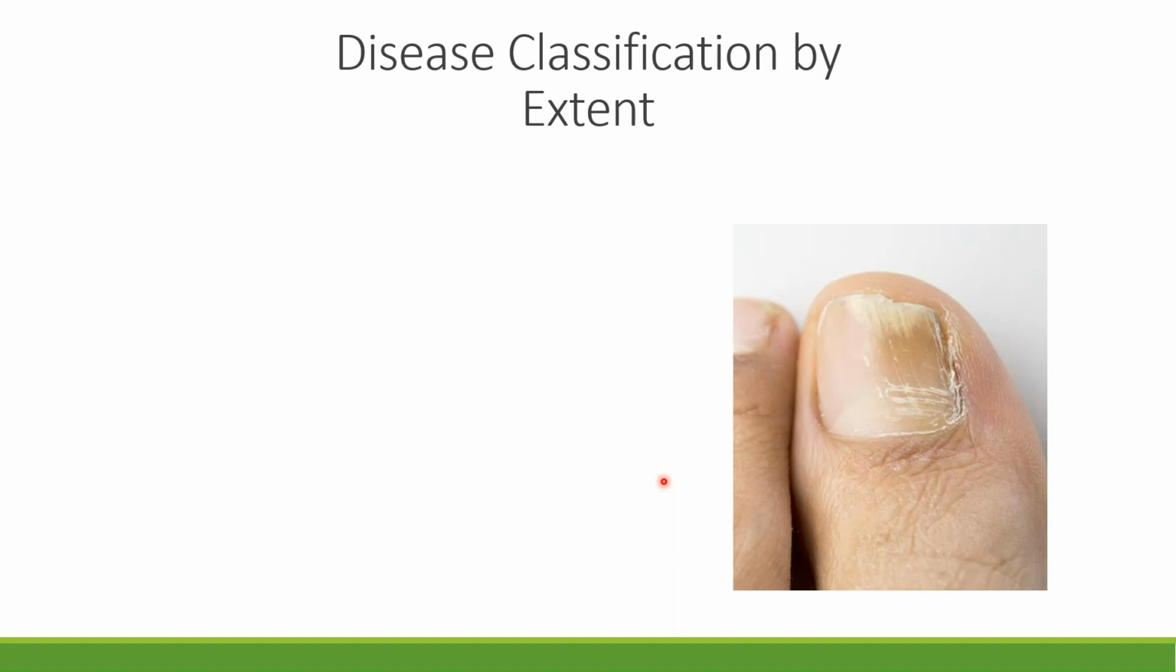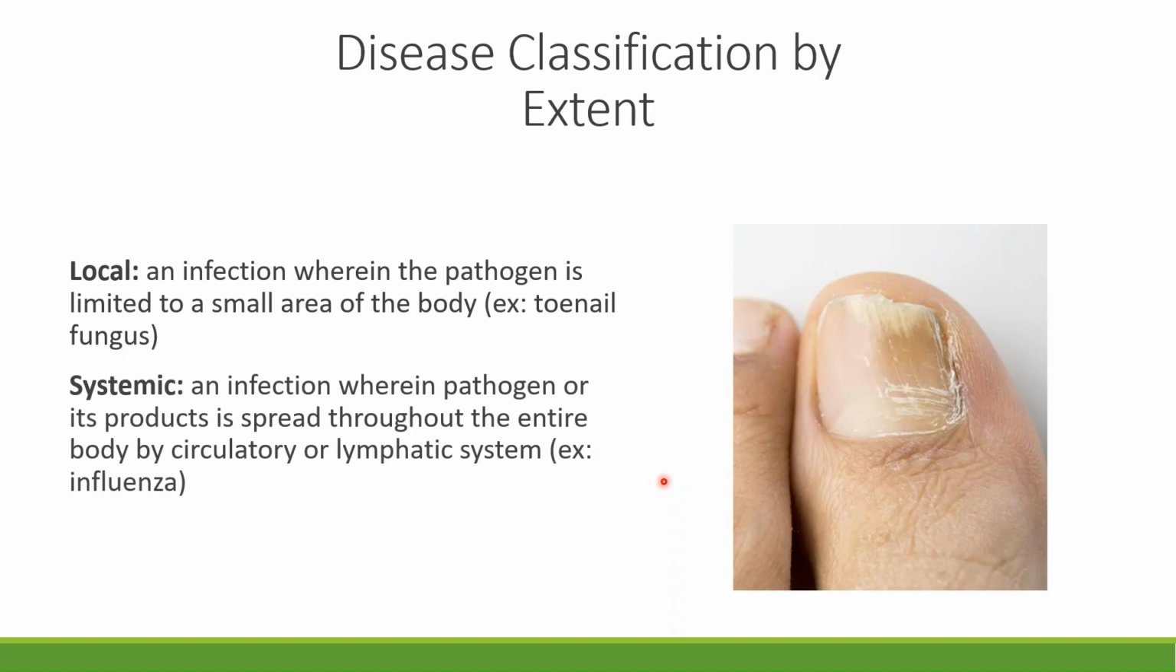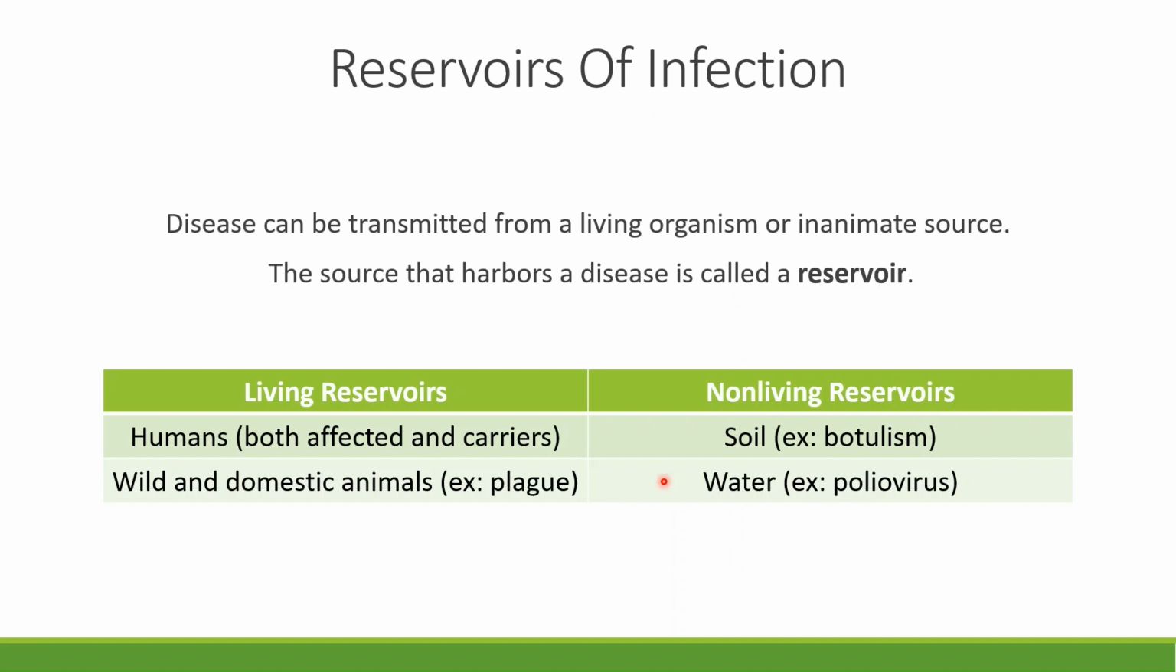We can also examine the extent to which it happens throughout the body. A local infection happens where the pathogen only causes disease at a specific small area of the body. For example, here's toenail fungus. And systemic means that an infection occurs throughout the body. This can typically affect a system, so the circulatory system or the lymphatic system.